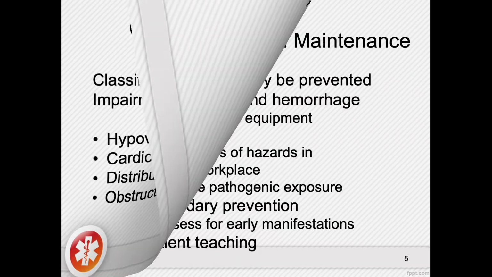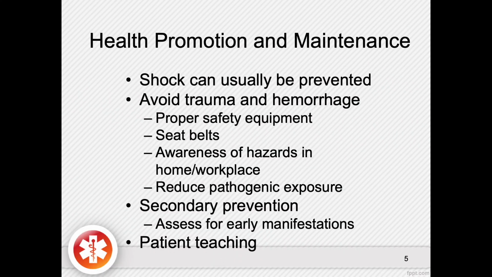All types of shock can usually be prevented through accident avoidance or awareness or early recognition. One way to do so is to avoid trauma and hemorrhage by using proper safety equipment, things like seat belts, and being aware of hazards in the home or in the workplace. Another way to do so is to reduce exposure to pathogens. Some secondary preventions include assessing for early manifestations of shock and patient teaching on which things to avoid, lifestyle changes, and early manifestations of shock.